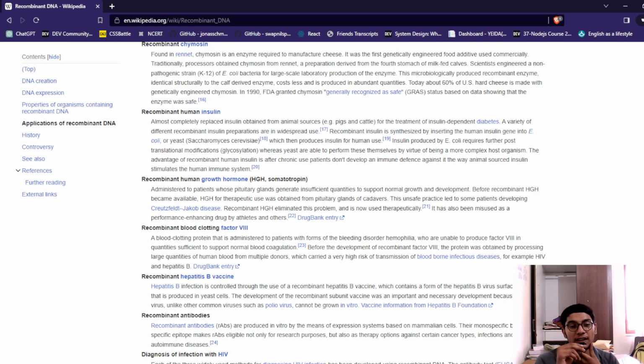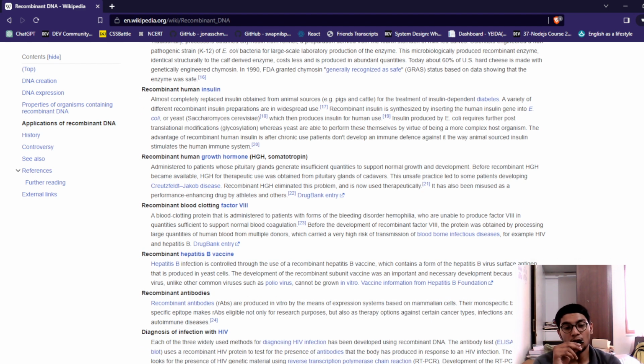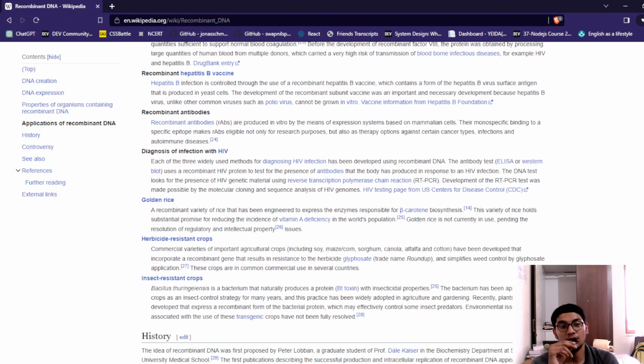Other recombinant products include recombinant blood clotting factor 8, recombinant hepatitis B vaccine, and recombinant antibodies, and diagnosis of HIV infection. There are three widely used tests for diagnosing HIV, and each has been developed using recombinant DNA. The antibody test uses recombinant HIV proteins to test for the presence of antibodies produced in response to HIV infection. The DNA test looks for the presence of HIV genetic material using reverse transcription polymerase chain reaction. Development of the RT-PCR test has been made possible by the molecular cloning and sequence analysis of the HIV genome.